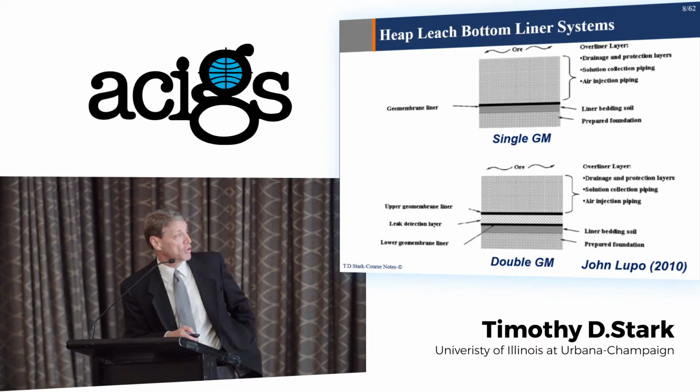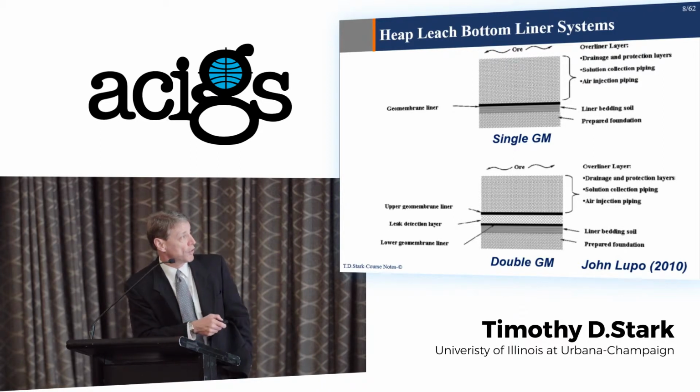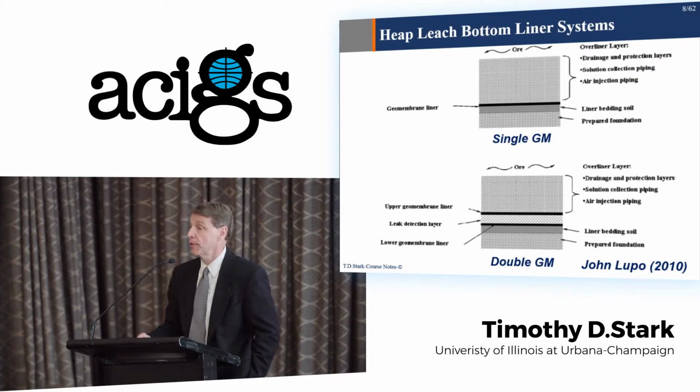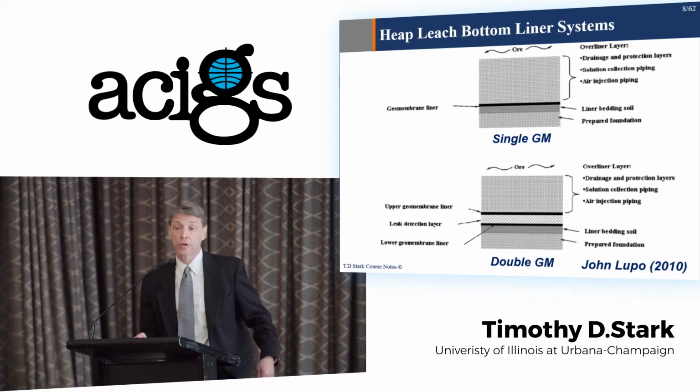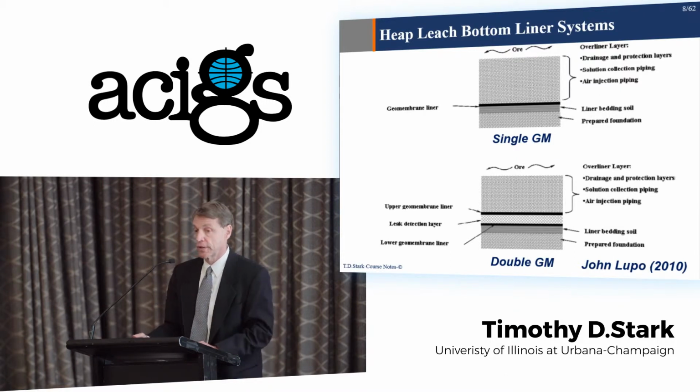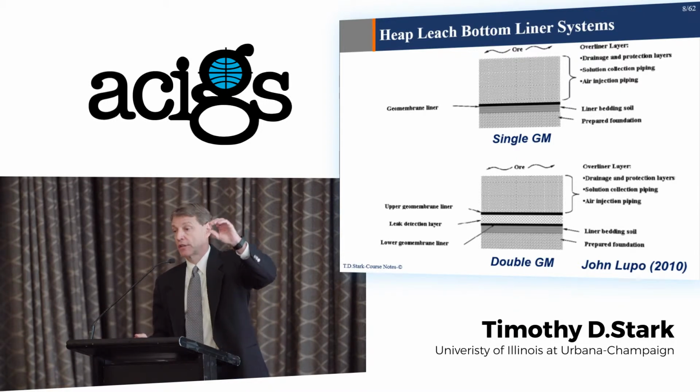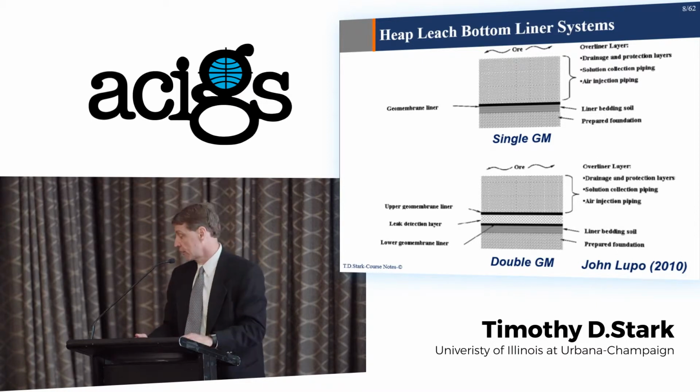So now let's shift to the double geomembrane system. There's the same subgrade bedding layer. So the secondary geomembrane, a leak detection layer in between. So that leak detection layer could be a sand, a gravel, or it could be a geosynthetic drainage composite, and that could consist of a geotextile, a geonet, and a geotextile.